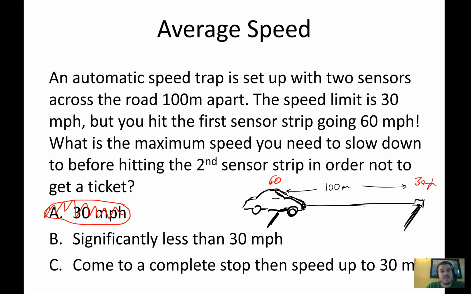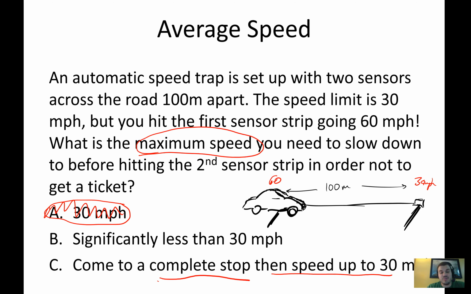It's, I think, easier to talk about why C isn't the right answer either. We'd want to come to a complete stop, then speed up to 30 miles an hour. Well, if we do that, that will technically get us to a speed less than 30 miles an hour, right? I mean, we're going to go from 60 to 0, and you could sit there for a long time and then speed up to 30, and you'll be less than 30, but it's not the maximum speed.